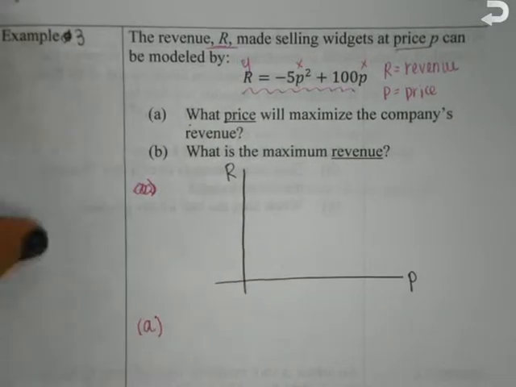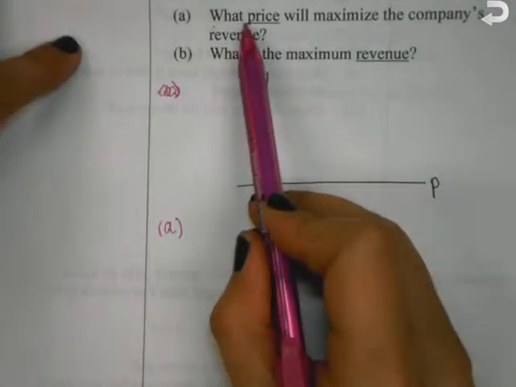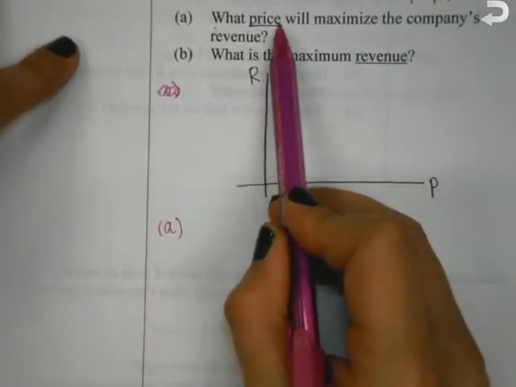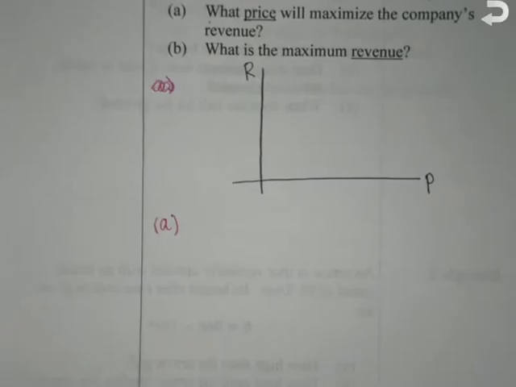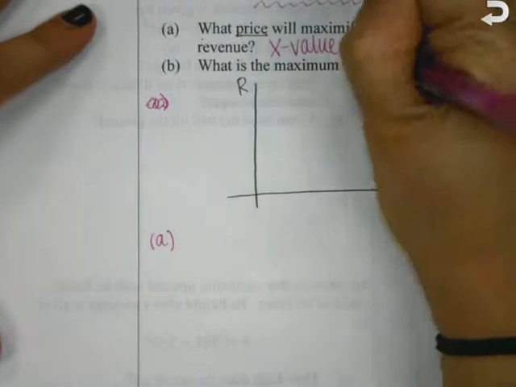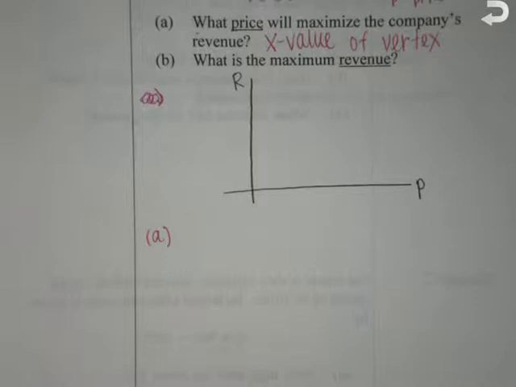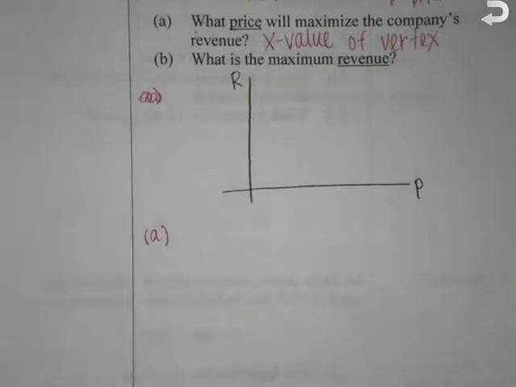So part A asks me, what price will maximize the company's revenue? So I am looking for the x value of my vertex. Doesn't it go like that? Okay, so if I am looking for the maximum price, that's the x value of my vertex, because my vertex is always going to be my maximum or minimum point, right? So I'm looking for the point on my vertex, but I'm just asking for price, so I just want the x value. So basically, all we have to do to find the maximum price is find the x value of the vertex.